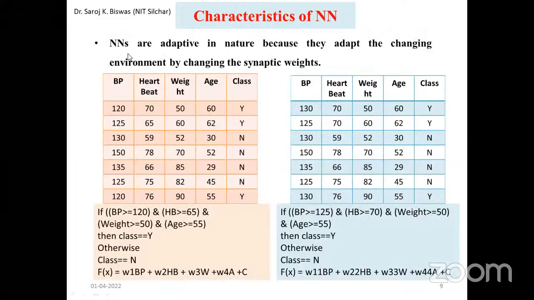Now we're coming here. This is another characteristic. Neural networks are adaptive in nature because they adapt to a changing environment by changing the synaptic weights. So it's adaptive. We can have this kind of database. Whenever we have this kind of database, it generalizes, it learns the weights, and finally the linear discriminant function is represented like that. So we can have a weight and a bias here, right?